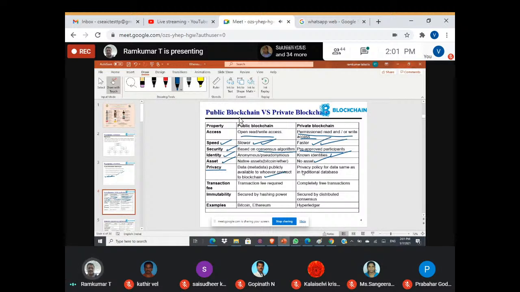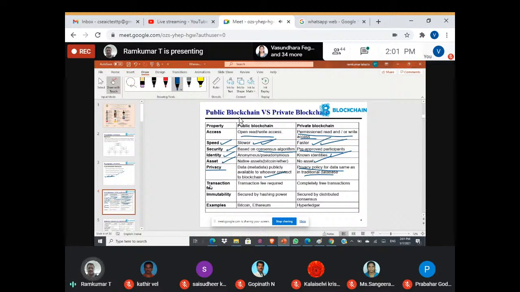And here the privacy policy is based on the traditional database, how the traditional database has privacy. Suppose if I want to restrict a person or group of persons in the network from accessing a particular functionality, I can do it, right? Similarly, we can design a private blockchain according to our usage.